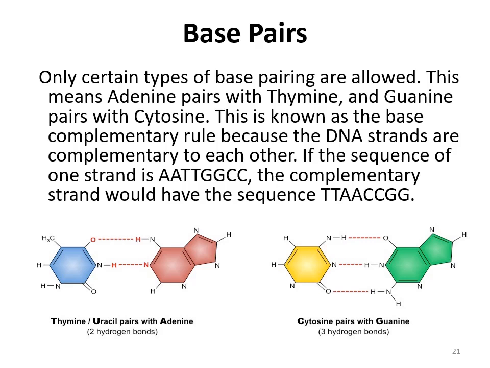So here you can see that cytosine with guanine have three hydrogen bonds, and thymine or uracil pairs with adenine and has two hydrogen bonds.